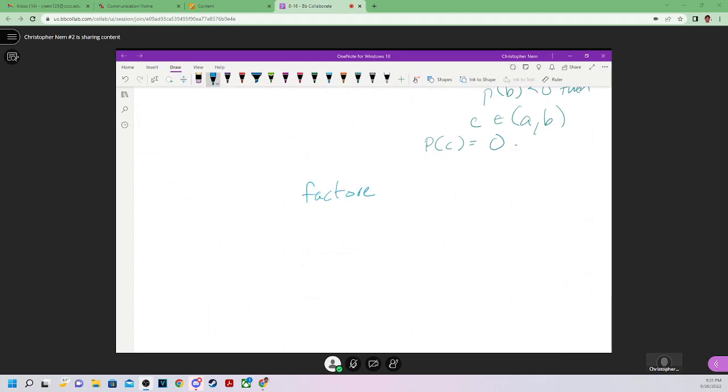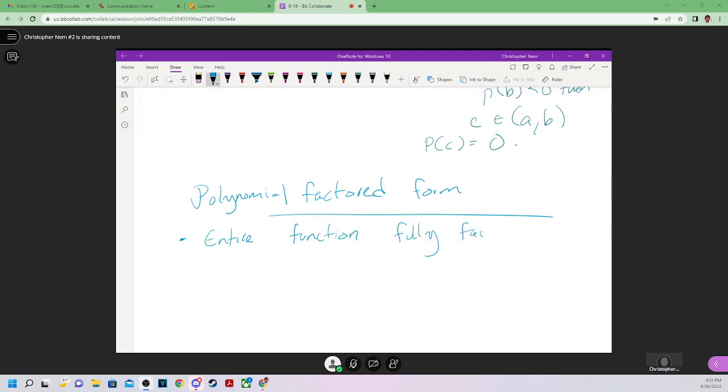Well, the last thing we have to discuss is factored form polynomial. So when we talked about quadratics, a specific polynomial, we had general form, we had vertex form, and now there's one last form that plays a role. Now with polynomials, we might not have a vertex form, but we do have a general form and factored form. What is this factored form? So this factored form, the entire function, is going to be fully factored. That's the first thing. It's going to be fully factored in this form.